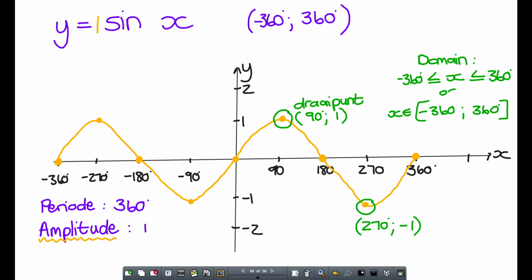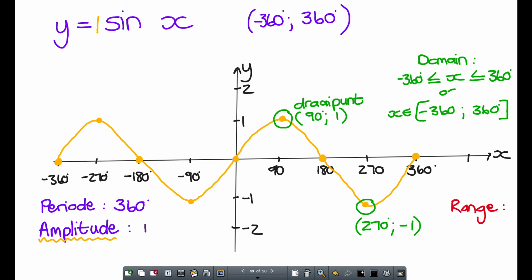Okay, now let's go to range. When we talk about range, we are looking at the Y values. Right? So then, say again. My Y values can be what? Negative 1, positive 1. It can only be between negative 1 and positive 1.